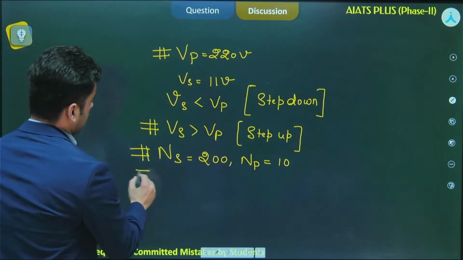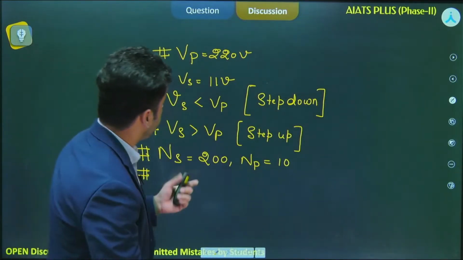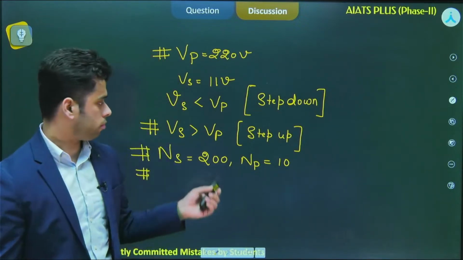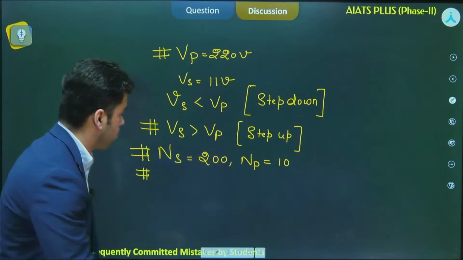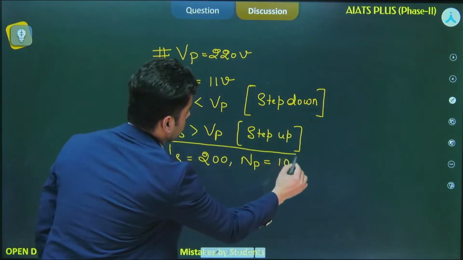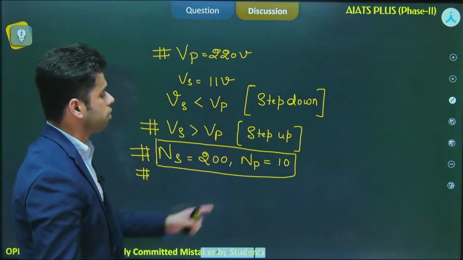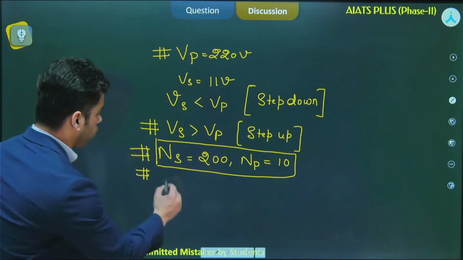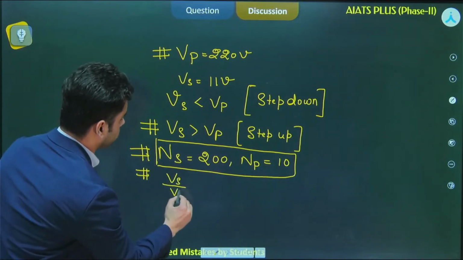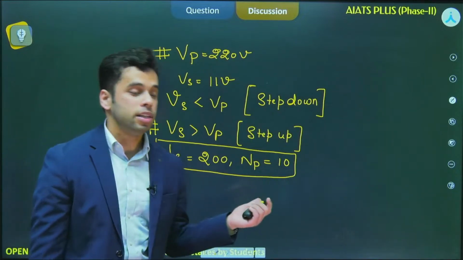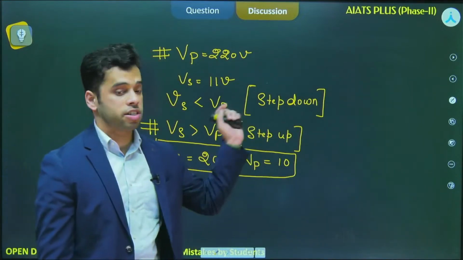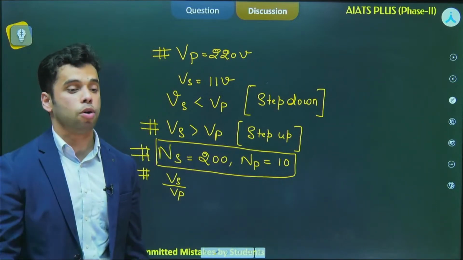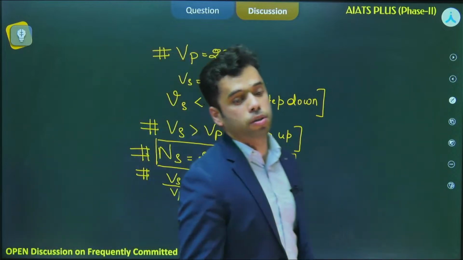And can any of you tell me what should be the ratio of secondary to the primary voltage? Based upon this data, if the number of turns in secondary is 200 and the number of turns in primary is 10, can any one of you tell me what should be the ratio of Vs by Vp? And if you are telling me the ratio, please do mention whether it will be a step up or a step down transformer. Just put the answer in the comment box. I'll get the hint that you understood the problem.